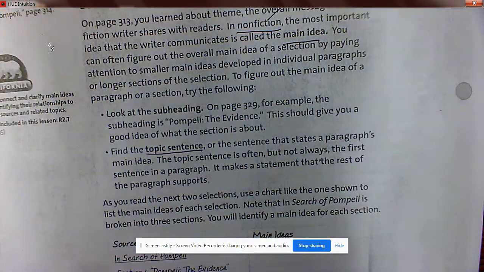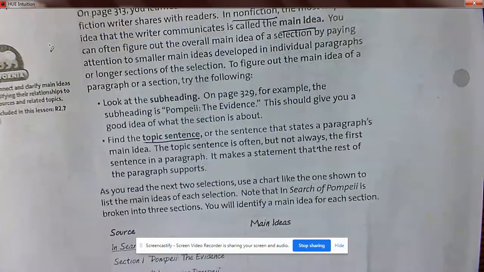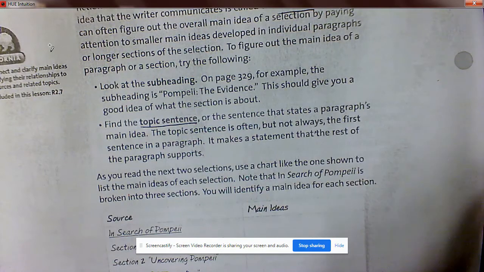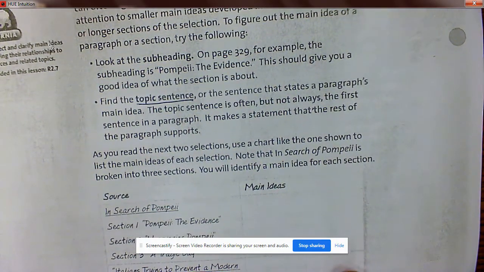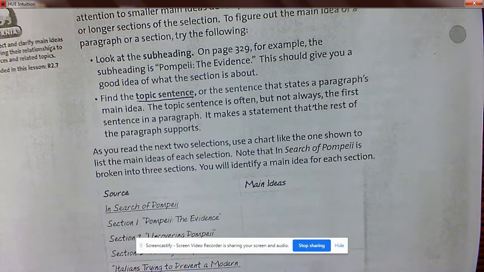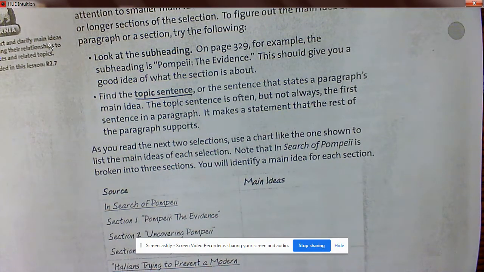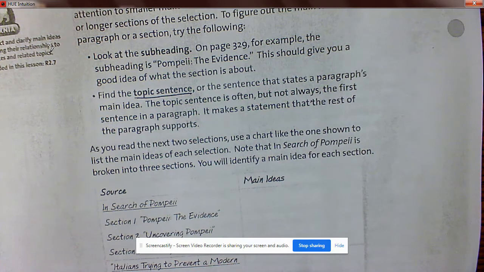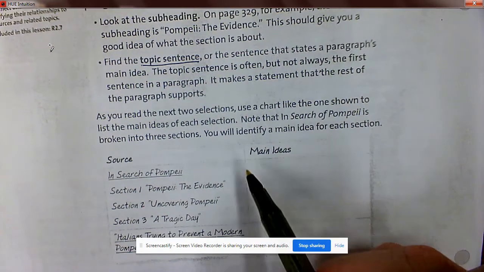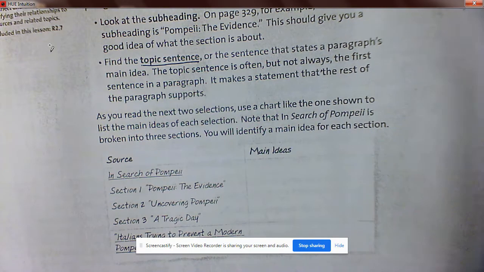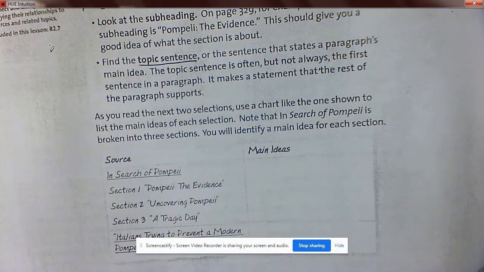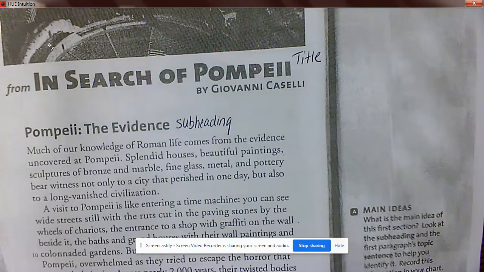But now that you know where the main idea is located, I'm sure this is all review. I'm sure your English teachers told you this. As you read the next two selections, use a chart like the one shown to list the main ideas of each selection. Note that In Search of Pompeii is broken into 3 sections. You will identify a main idea for each section. Now, if you want to come back and fill this in, that's fine, but since we're doing it together, we don't need to fill out that chart.